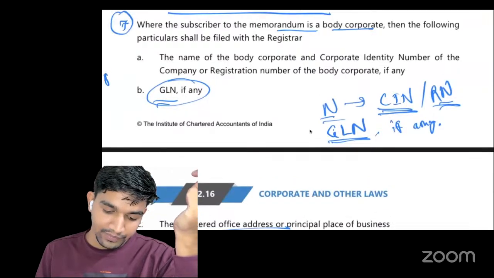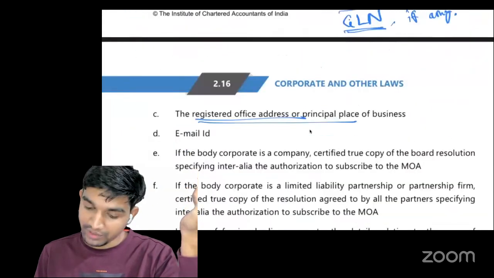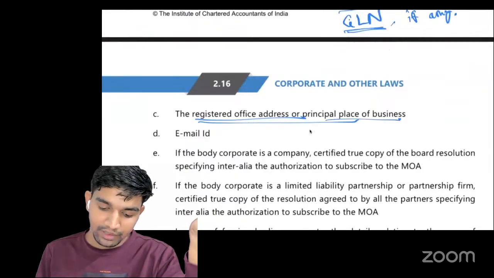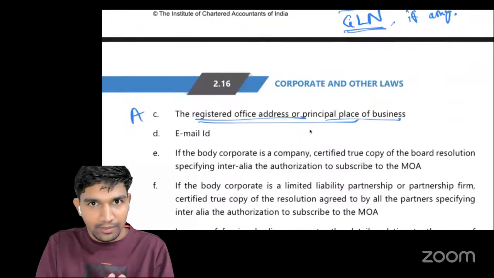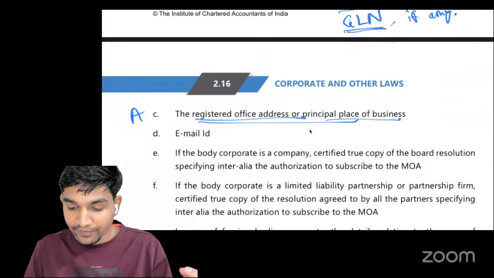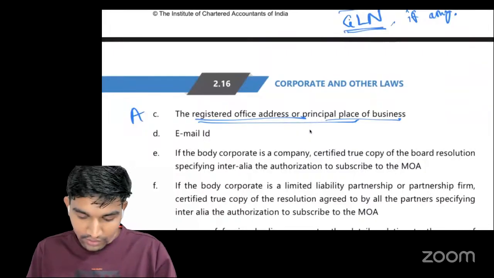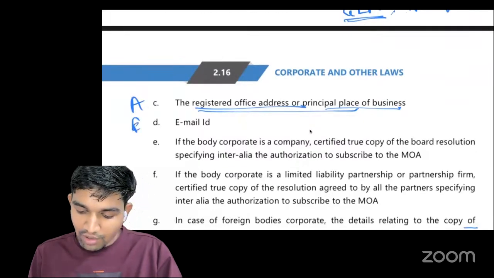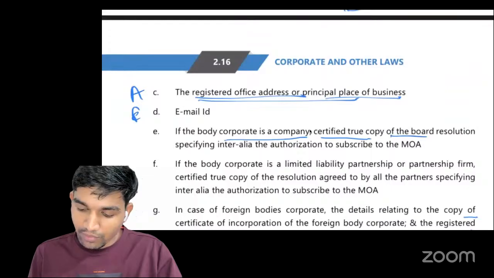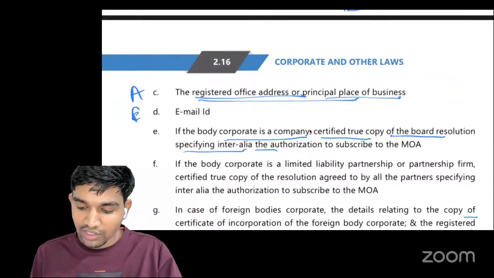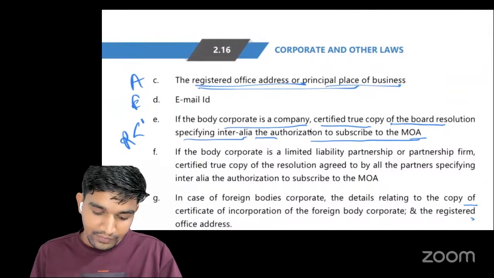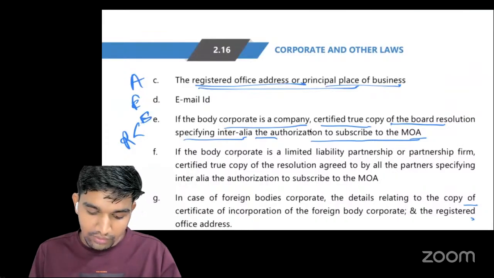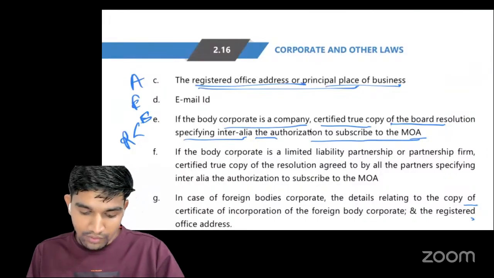So name, GLN, then registered office address or principal place of business. In case of a corporate, if it is a company, then the registered office address, and if it is other than a company, the principal place of business. Okay. Now email ID. Then, if the body corporate is a company, a certified true copy of the board resolution specifying inter alia the authorization to subscribe the MOA. So one resolution is to subscribe the MOA, and the second is to authorize a person, director, officer or employee to subscribe that memorandum.